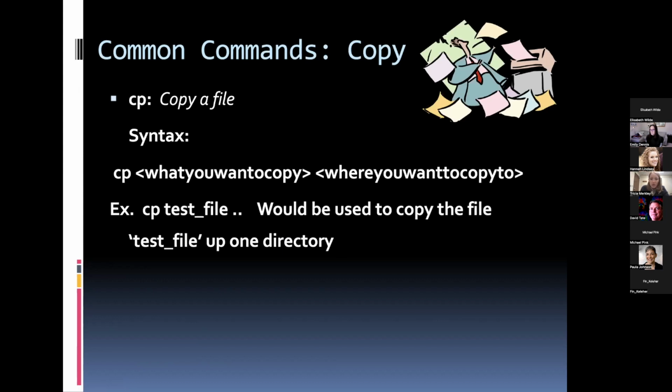If you were to replace these two dots with another name, so if you wanted to do CP test file space file 2, it would have the effect of copying test file to file 2. So you'd have two files that are named differently. And then if you needed to, you could modify one or the other and still have your backup copy. So that's another way that this command could be used.